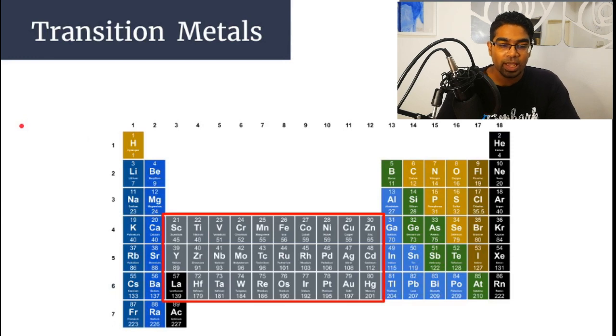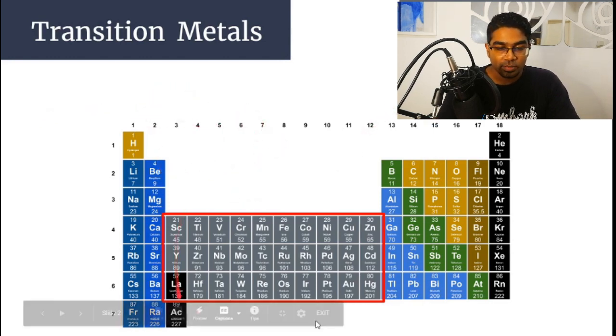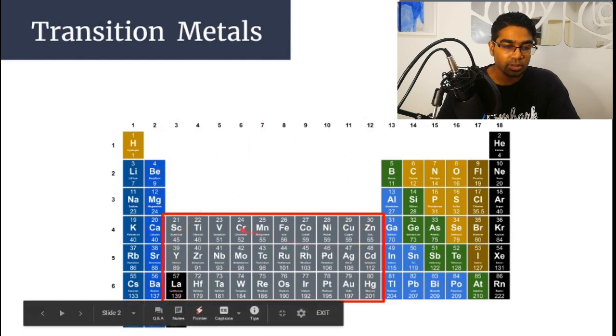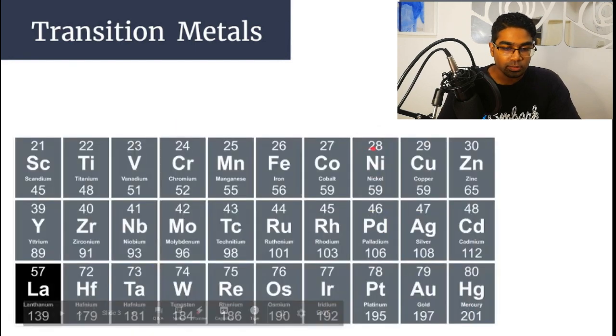The transition elements, also known as the transition metals because they're all metals, are located in the sort of valley in the periodic table. You see the center portion of the periodic table from group 3 until group 12. This is where the transition elements are located in the periodic table. So let's look at them.